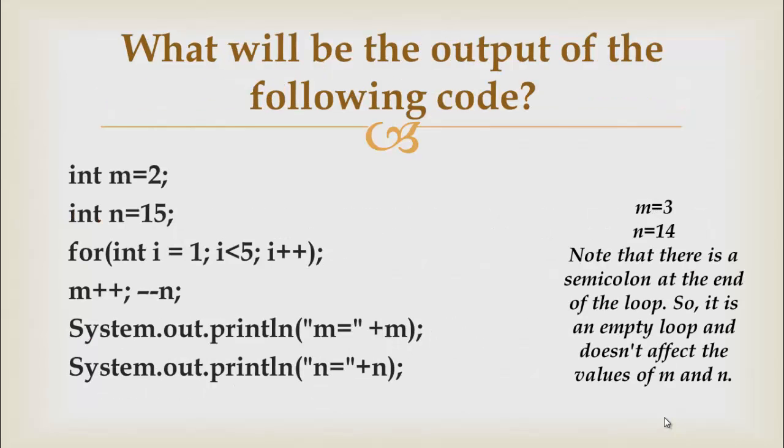And what will be the output of the following code? Here m is equal to 2, n is equal to 15, i is equal to 1, i is less than 5, i++. This semicolon is given here. So m is 3, n is 14. Because it gets incremented once and then it will just print it there. Note there is a semicolon at the end of the loop, so it is an empty loop and does not affect the value of m and n.